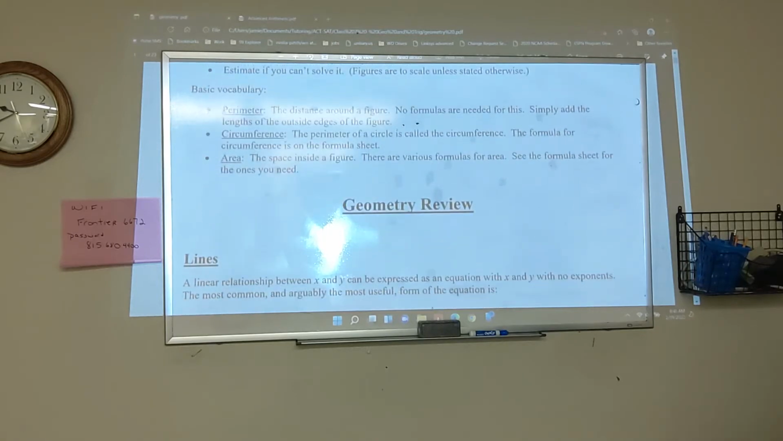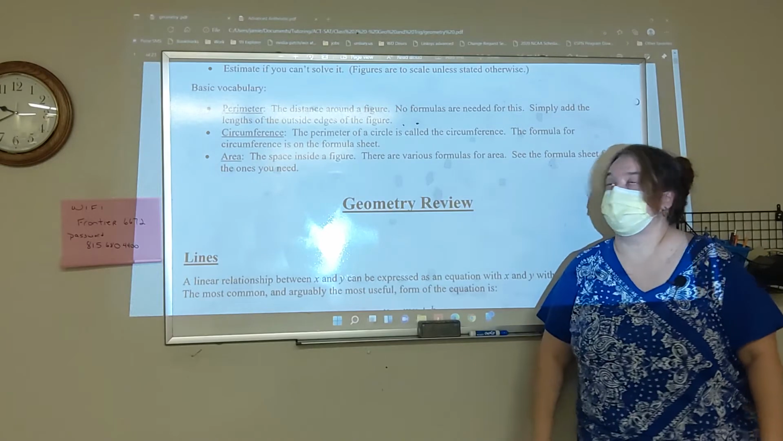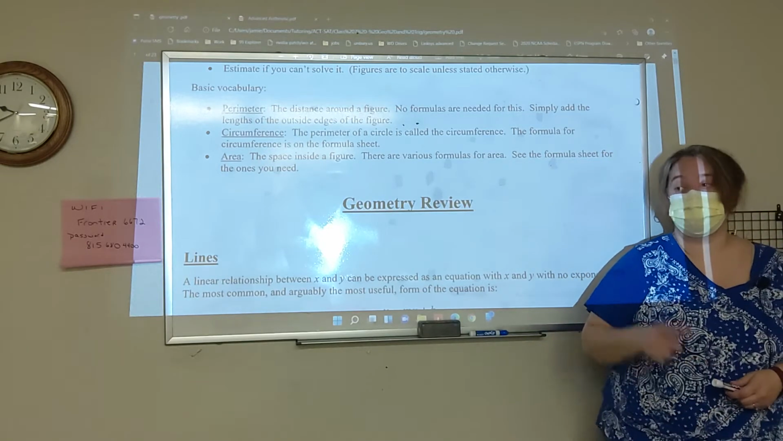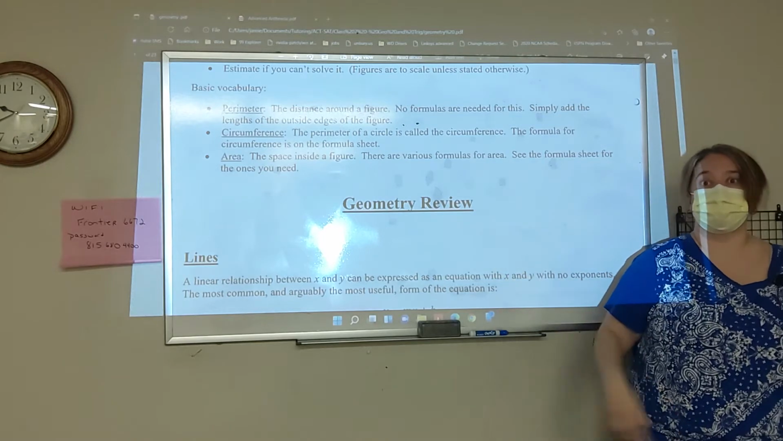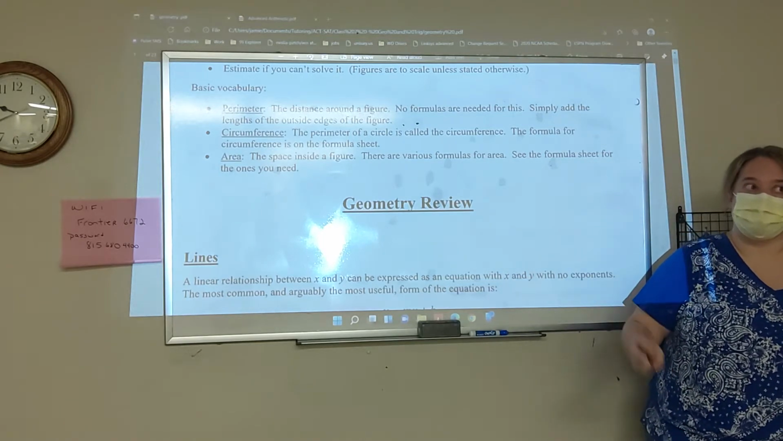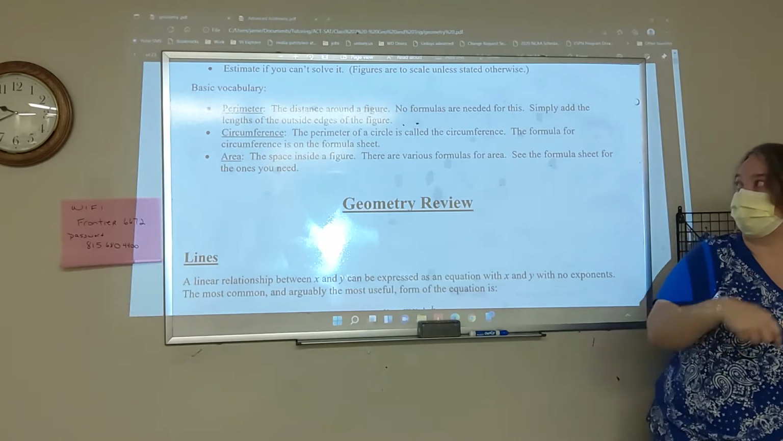All right, basic vocab. Let's talk some basic vocabulary here. Perimeter. Perimeter is just the distance around a figure. You are not given any formulas for a perimeter, but you don't need one, okay? Perimeter is just adding up the sides. Look at the lengths of the sides, add them up. If you've ever heard the phrase, walking the perimeter, what does that mean? To walk around the property. So you're walking around a shape, just add up the sides.